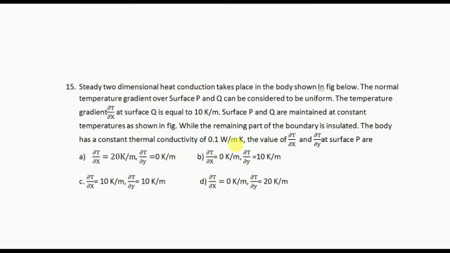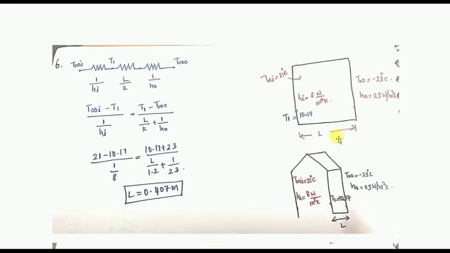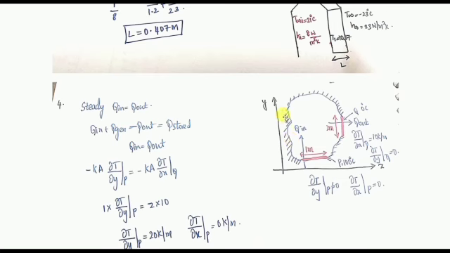Now coming to the next question. Study the two-dimensional heat conduction equation taking place in the figure shown below. Actually, the temperature gradient over the surfaces P and Q can be considered to be uniform. The temperature gradient dou T by dou X at Q is 10, and surfaces P and Q are at constant temperature. I will explain with respect to the diagram. A difference is given here, the surface is given here, dou T by dou X is here, dou T by dou Y is here. Now understand what they are telling in the question.